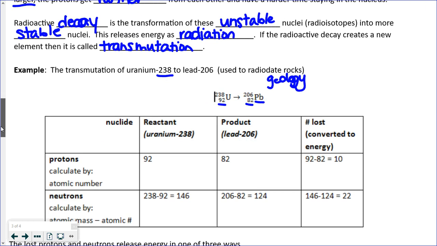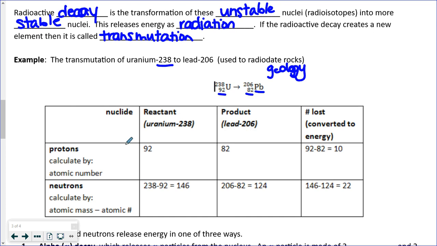So this chart kind of breaks down the calculations that we've already been talking about. So again, protons is calculated by the atomic number. So the atomic number of uranium is 92, lead, atomic number 82. So that's how many protons are within it. So again, this is also giving us kind of our reaction, so reactants, products. So what we need to do is figure out how many protons have been lost or converted to energy. So 10 protons are lost within that reaction, right? 92 subtract 82 is 10.